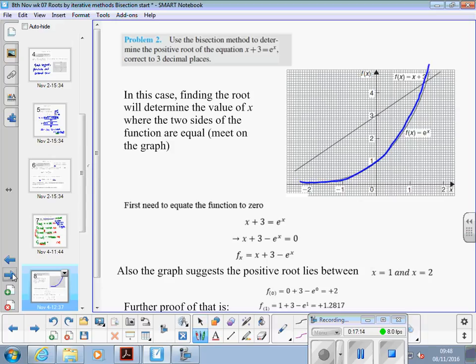and we graph x plus 3 there, and they meet up here. There's probably another place where they meet somewhere over here that's not on the graph. We're interested in the positive root. We're going to find the value of x when these two values meet, and we could plug that into the function and find the x and the y points where they meet.